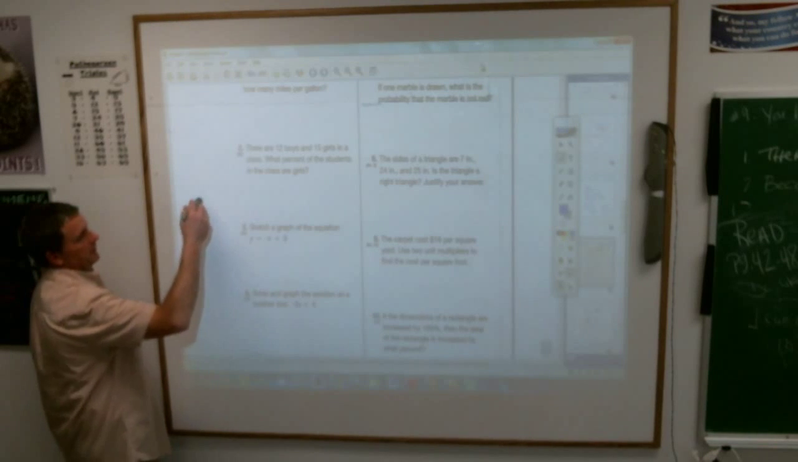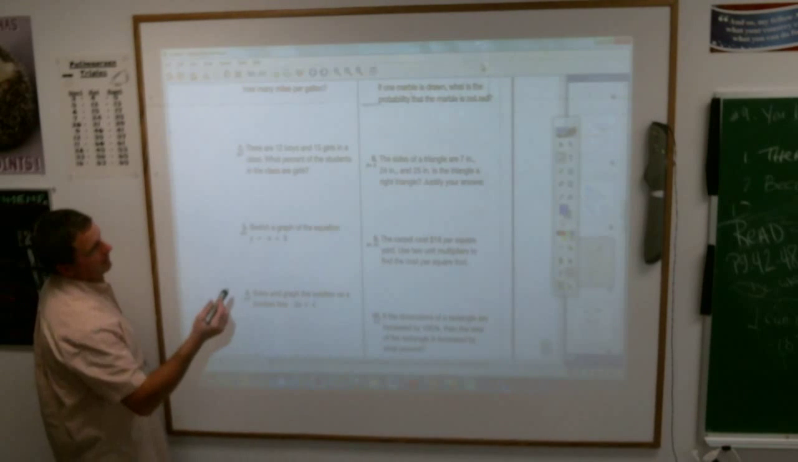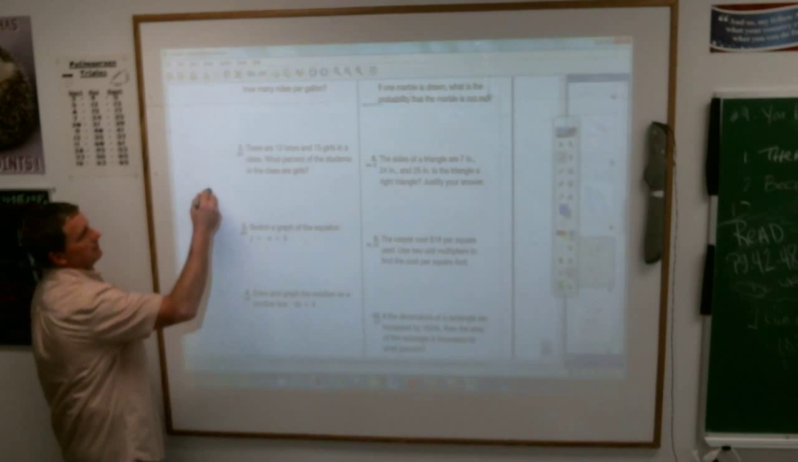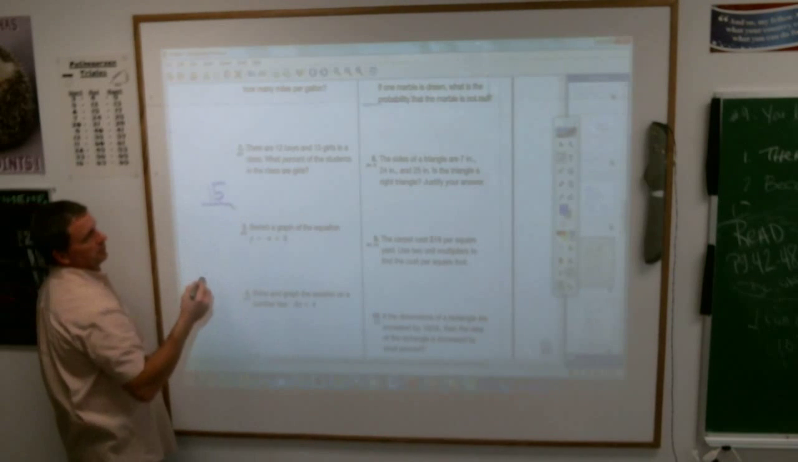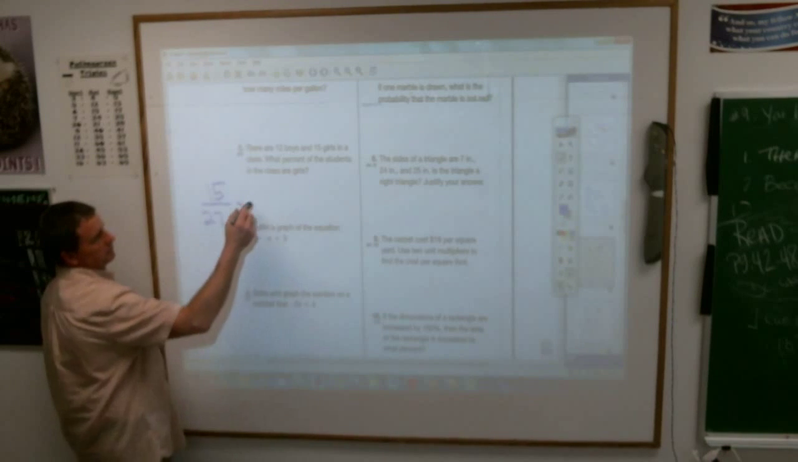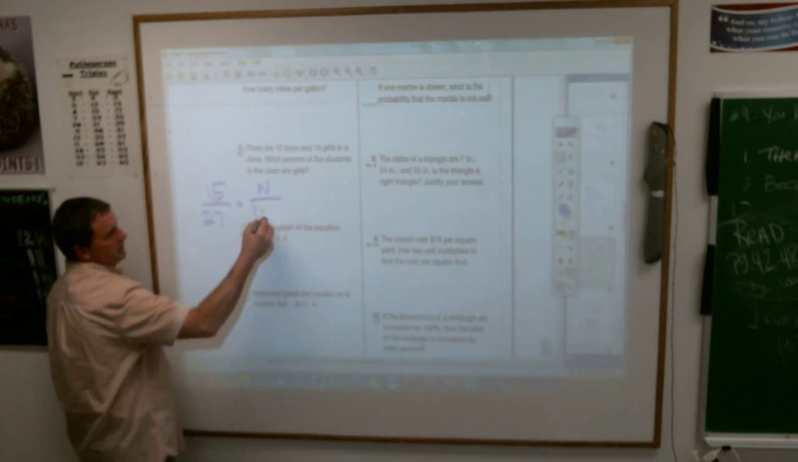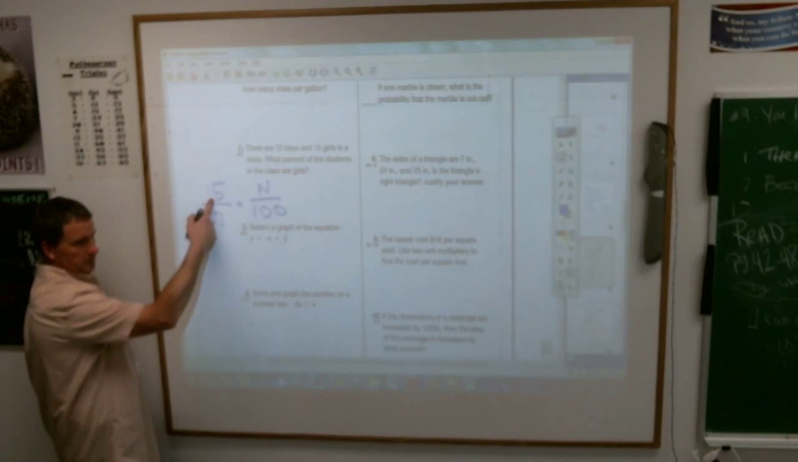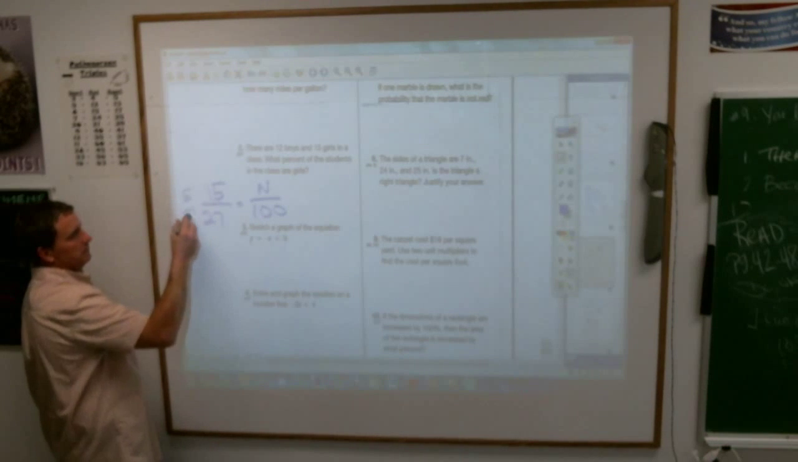You can do it as a percent box, or you could just say, how many girls are there? 15 out of how many total kids in the class? 27. 15/27 is what number over 100? And I thought I said reduce this. You get 5 over 9.